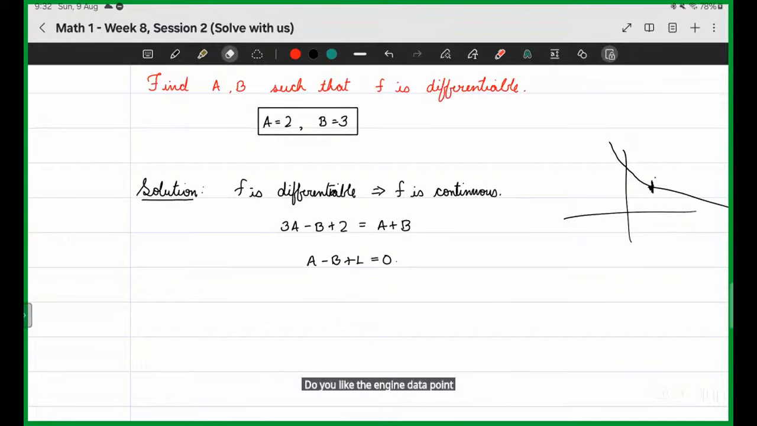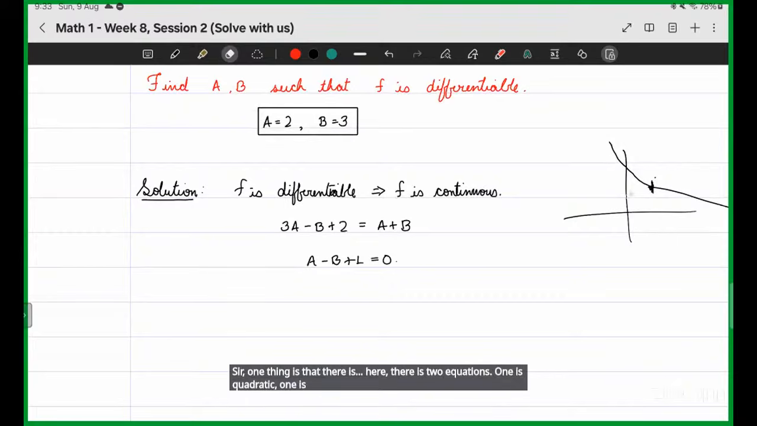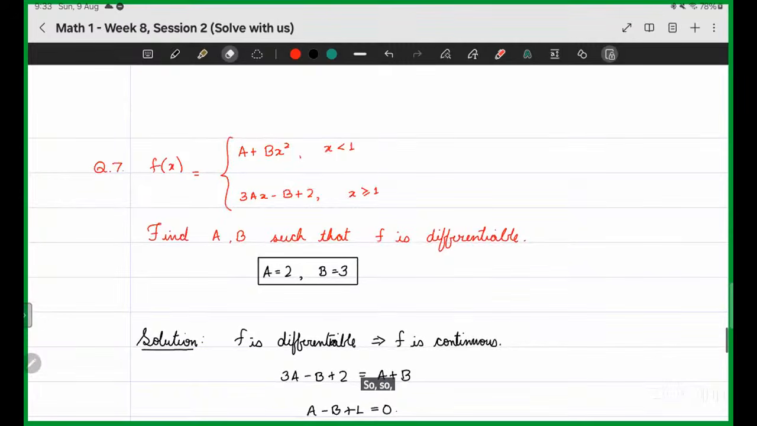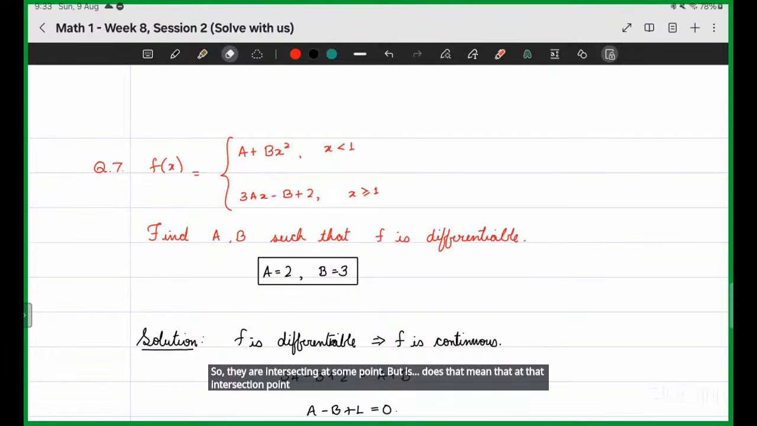Sir, one thing is that there are two equations. One is quadratic, one is linear equation. Yes. It means they have some intersection point. When they are equal, so they are intersecting at some point. But does that mean that at that intersection point, both the quadratic equation and the straight line slope would be the same?